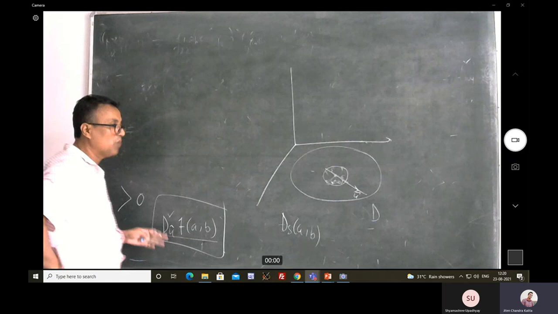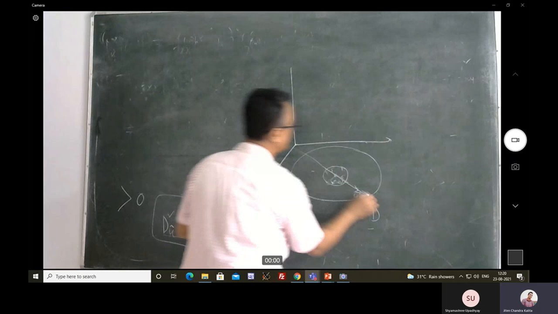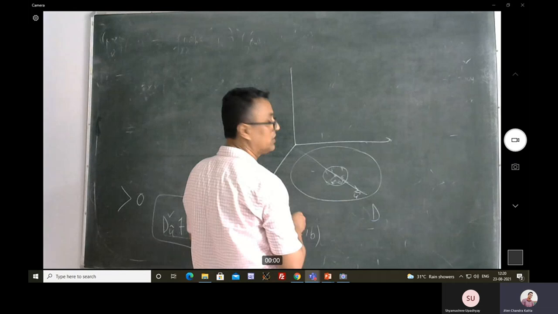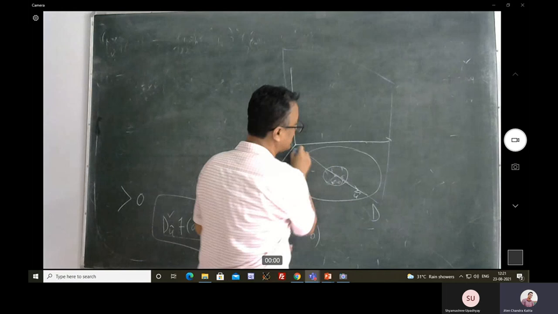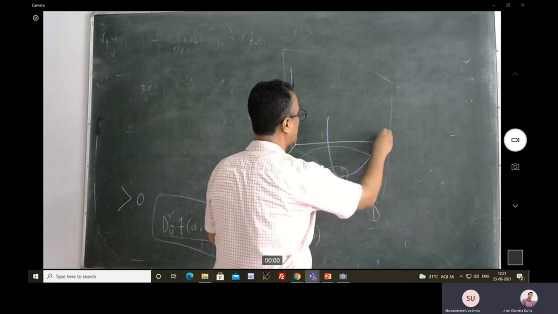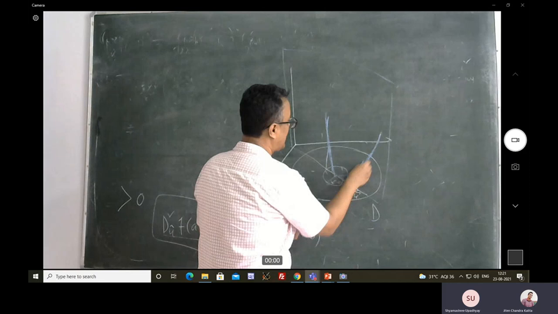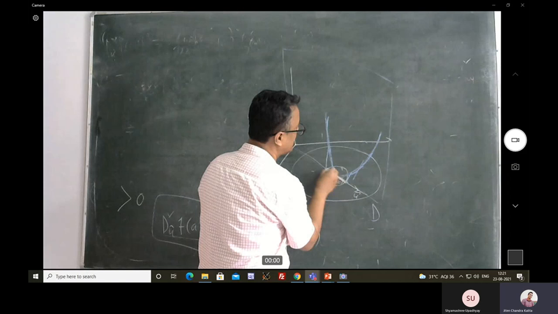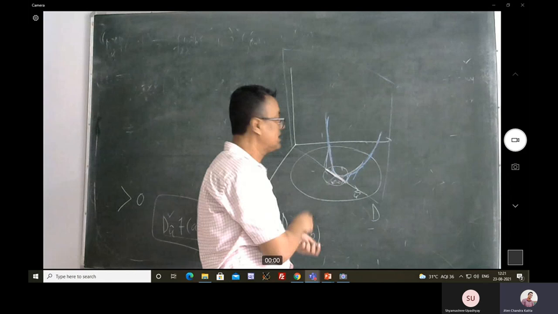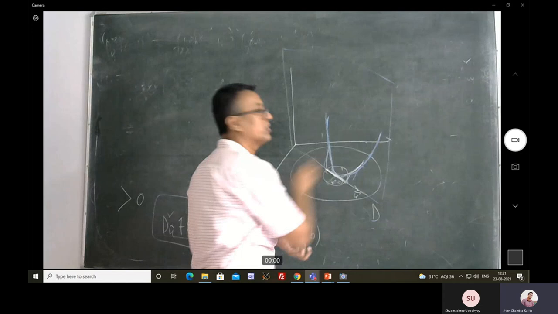Yes, for all points xy lying in this disk. So what is going to happen? If I consider the cross section of the function f of xy by this vertical plane through this direction u cap, then I am going to get a curve like this. In this interval, this curve is always going to be concave upwards.